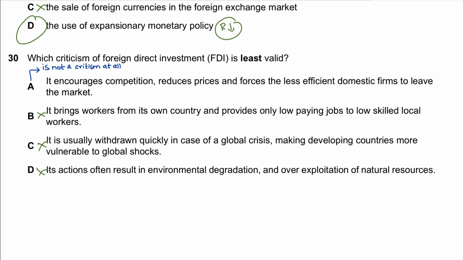So which criticism is least valid? Well, if something is a benefit, that's equivalent to saying that it's the least valid criticism. Or you can say it's a negative criticism. A negative criticism equals a benefit. So think of it that way. So question number 30, option A is the correct answer.